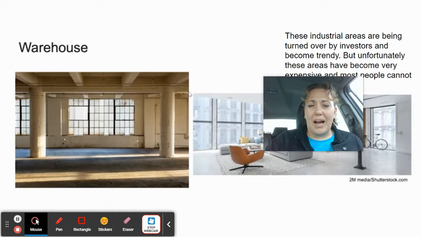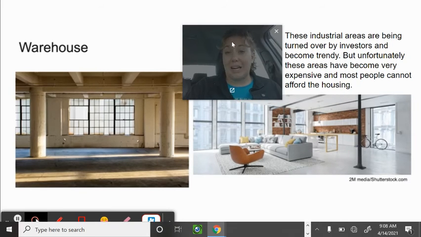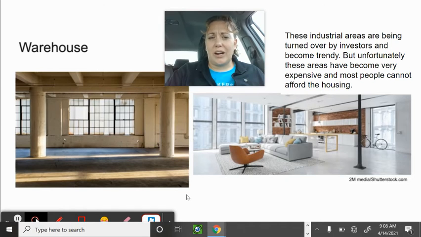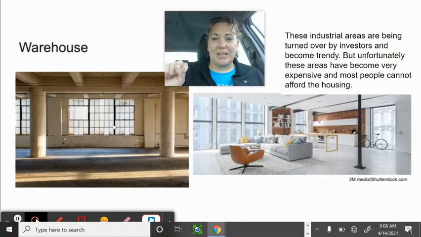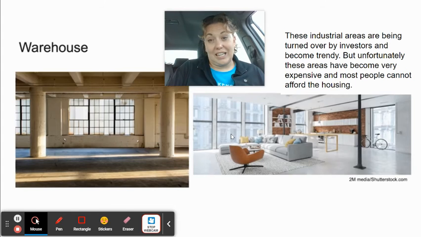But unfortunately, at the cost of gentrification, lower income families are priced out of those neighborhoods. So these industrial areas are being turned over by investors and they've become trendy, but they're also incredibly expensive. Like this old dilapidated warehouse that nobody wanted before, and there might have been low income housing around it, all of a sudden gets converted into these bougie lofts. But now the low income families that were living in that neighborhood, they can't afford this now either. So, it's just creating issues.